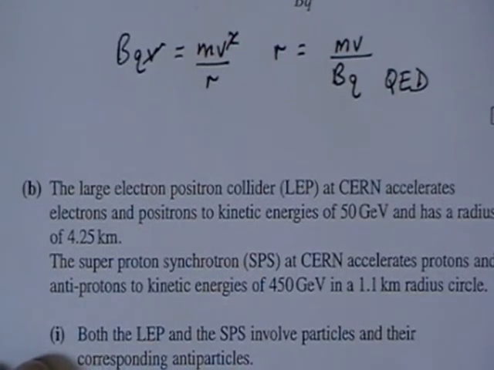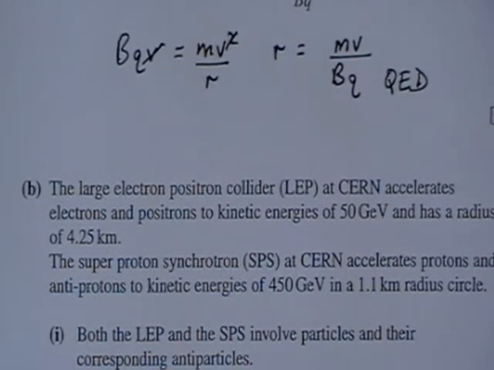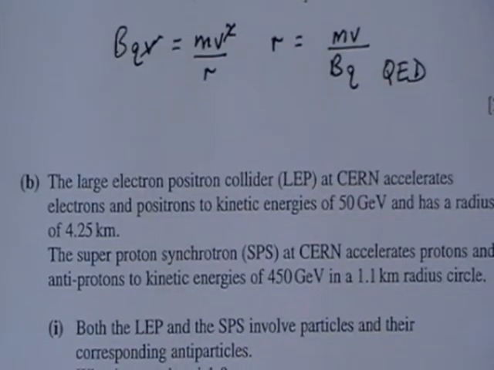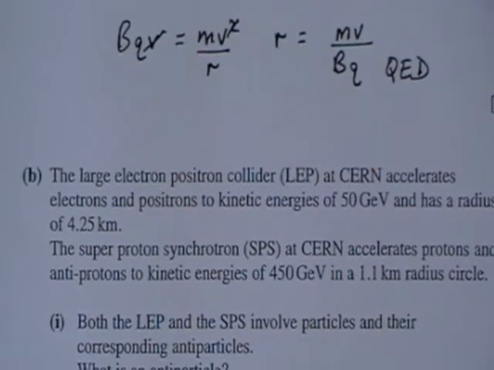The Large Electron Positron Collider, known as the LEP, which is at CERN, accelerates electrons and positrons to kinetic energies of 50 GeV and has a radius of 4.25 kilometers. The Super Proton Synchrotron at CERN accelerates protons and antiprotons to kinetic energies of 450 GeV in a 1.1 km radius circle. Both the LEP and SPS involve particles and their corresponding antiparticles.